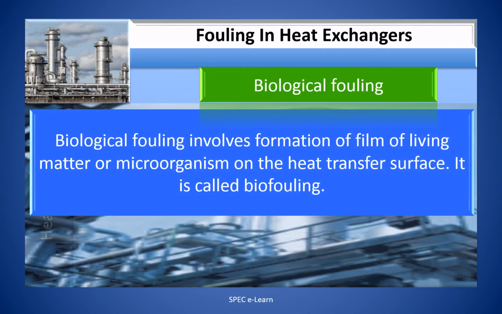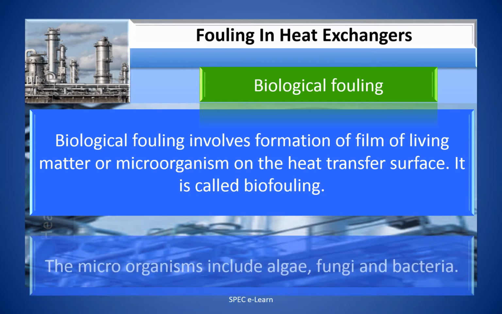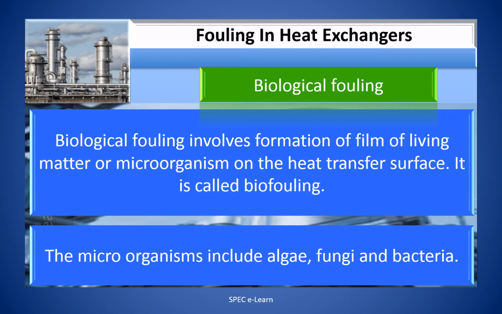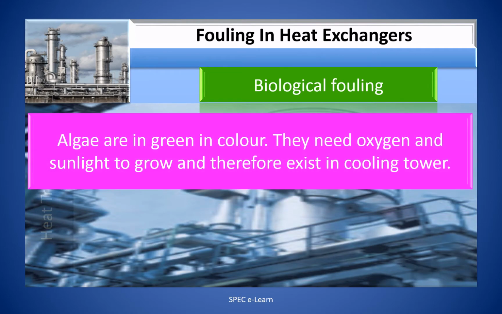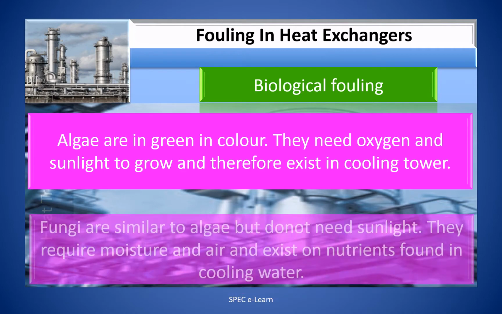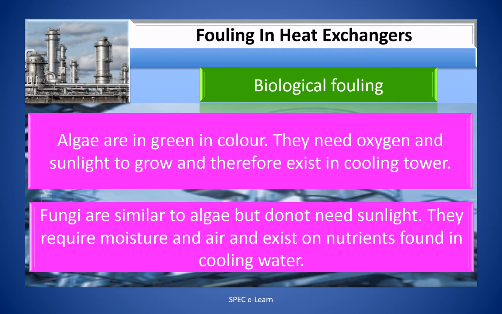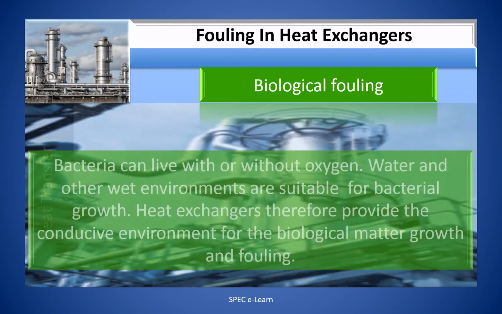Biological fouling. Biological fouling involves formation of a film of living matter or microorganisms on the heat transfer surface. It is called biofouling. The microorganisms include algae, fungi, and bacteria. Algae are green in color. They need oxygen and sunlight to grow and therefore exist in cooling towers. Fungi are similar to algae but do not need sunlight. They require moisture and air and live on the nutrients found in cooling water.